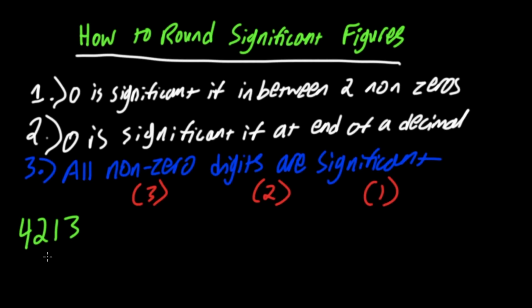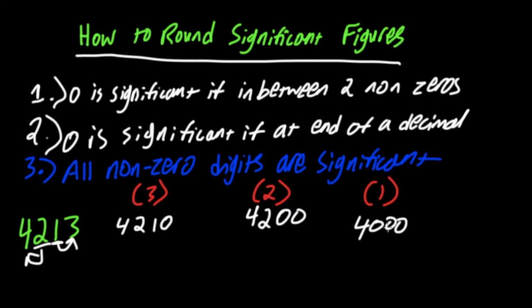So if we're rounding to 3 figures, we have 4, 2, and this 1. If we look right behind it, it's a 3, which is less than 5, meaning the 1 rounds down, staying at a 1, and then we have 0. To 2 would be 4, 2, 0, 0, and to 1 would just be the first digit, and because the 2 behind it is less than 5, it stays at 4 and then 0, 0, 0. That's an easy example because all the digits are significant, meaning we just round in the normal way.